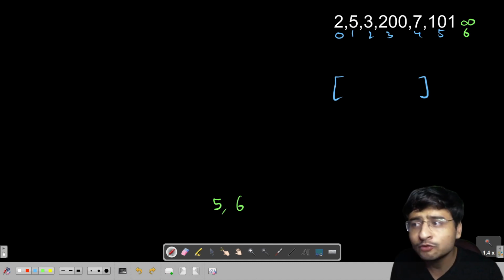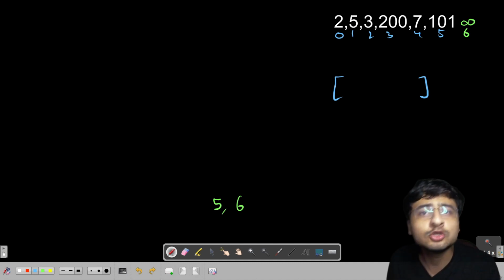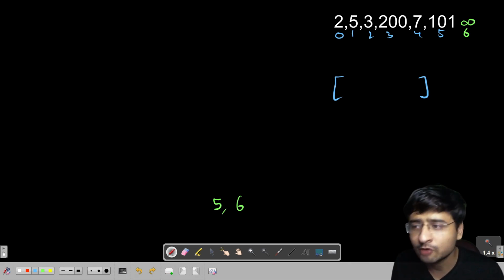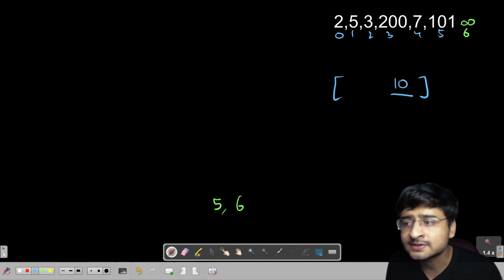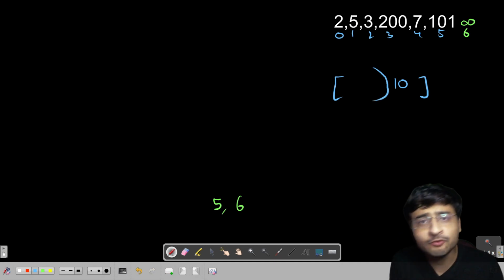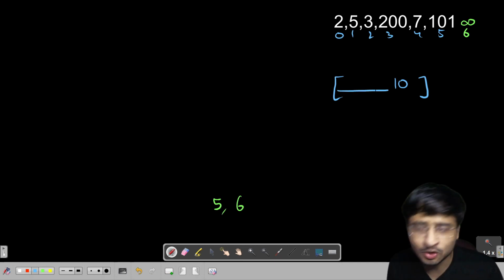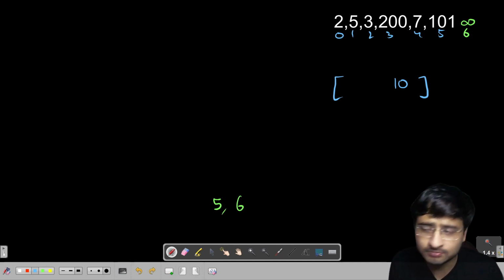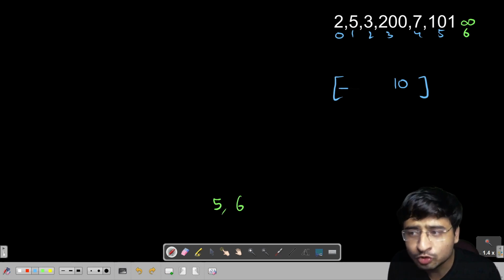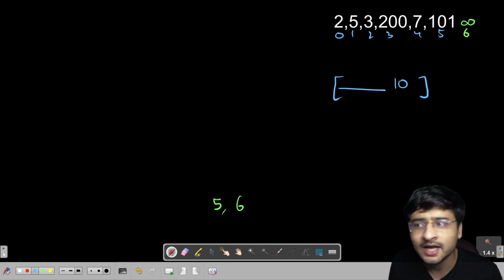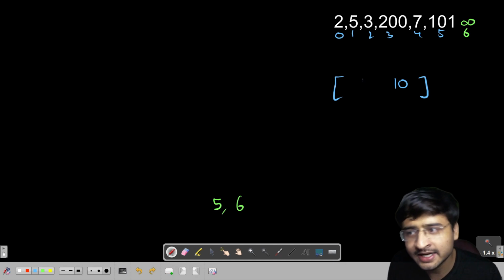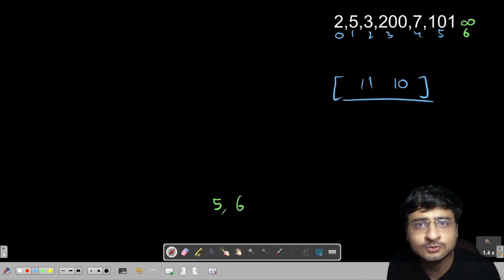But I also have to keep in mind that I only include those people who are smaller than the next person. For example, 10 is the next person. So the longest increasing subsequence before 10 can be formed by which people? I can only include those people who are smaller than 10. I cannot add an 11 here and call this a longest increasing subsequence, correct? So this becomes wrong.